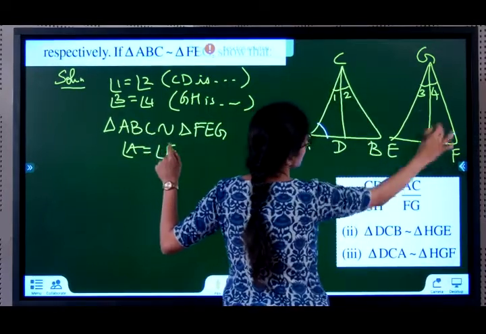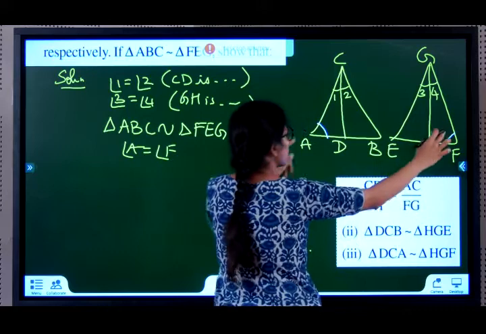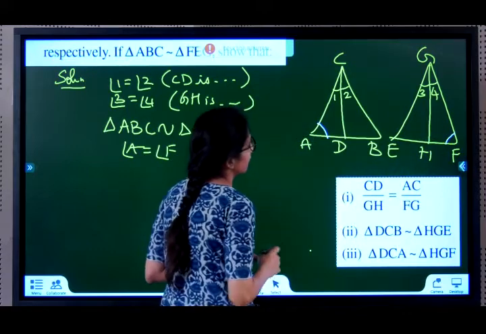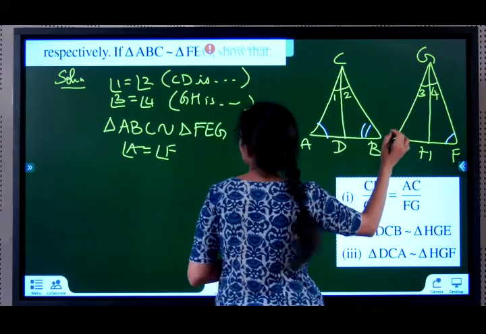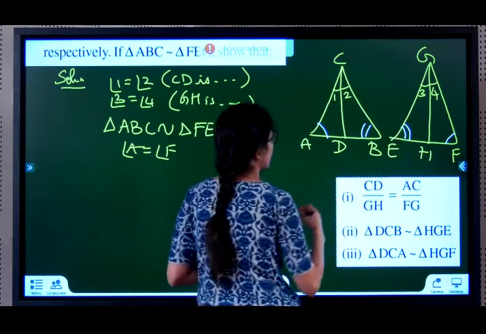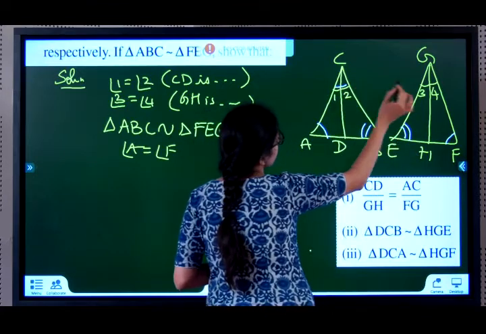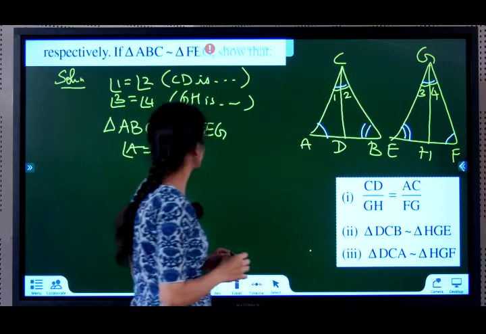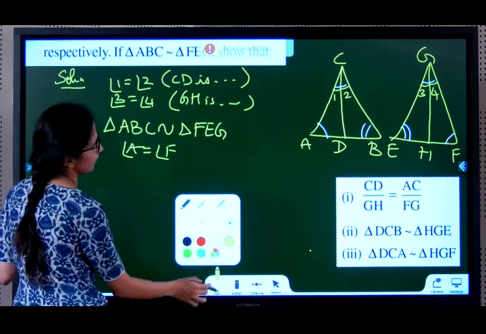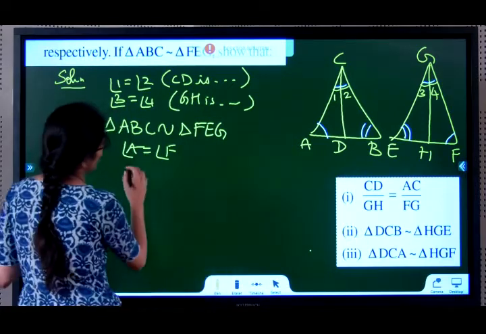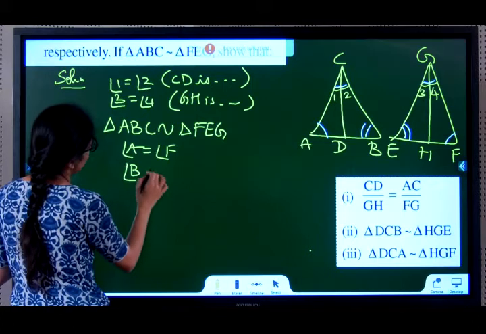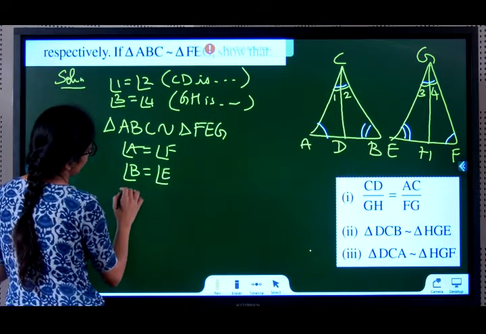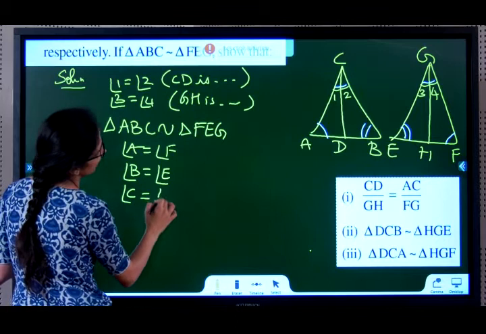You might think it's EFG. It's not EFG, it's FEG. So angle A is equal to angle F. Angle B is equal to angle E. And lastly, this angle is equal to this angle. Fine. So angle A is equal to angle F. Angle B is equal to angle E. And the whole of angle C is equal to angle G.